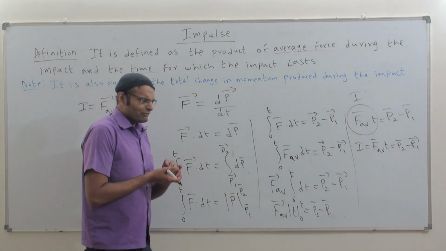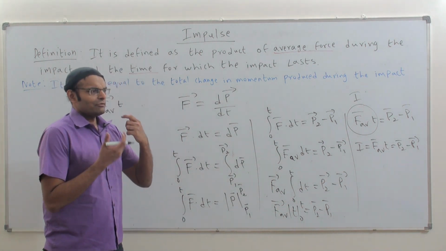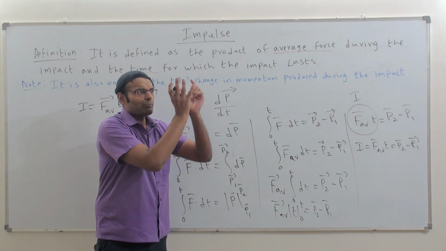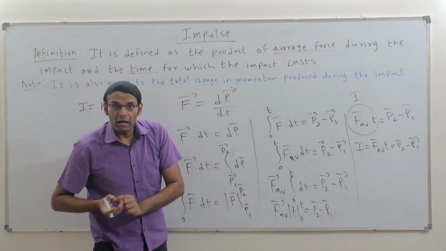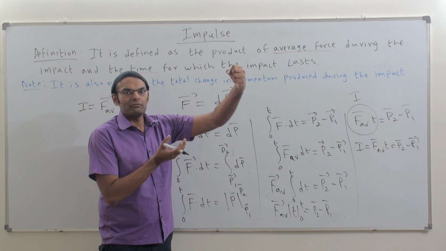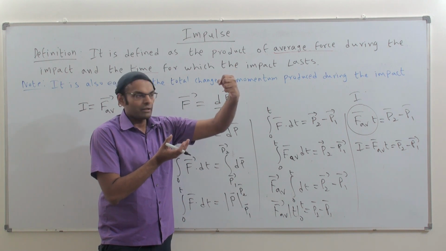So to give an example, you might have watched cricket players catching a ball. When they catch the ball, they pull their hands downwards. Why do they do that? Because let's take the ball is coming at a velocity of 10 meters per second. Okay, so it hits.